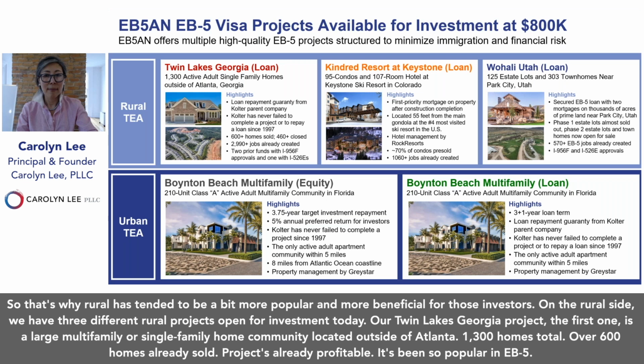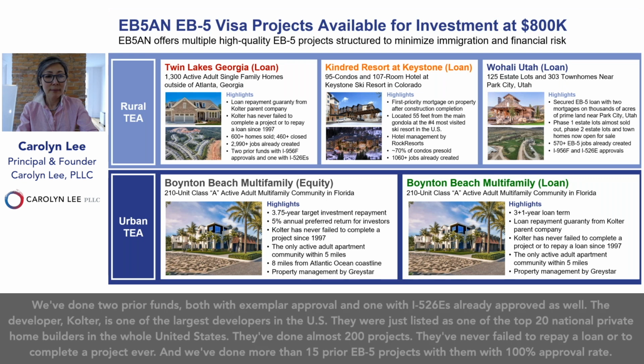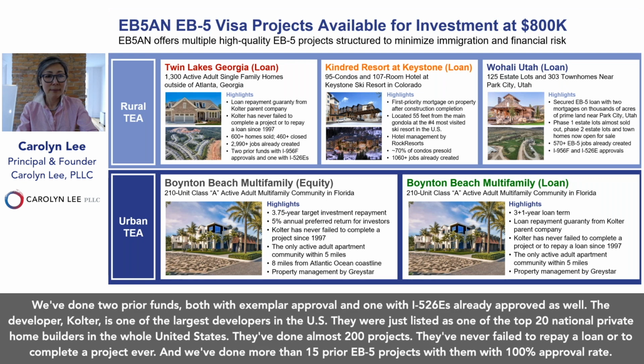Our Twin Lakes, Georgia project, the first one, is a large multi-family or single-family home community located outside of Atlanta, 1,300 homes total. Over 600 homes already sold. The project's already profitable. It's been so popular in EB-5. We've done 2 prior funds, both with exemplar approval, and one with I-526s already approved as well.